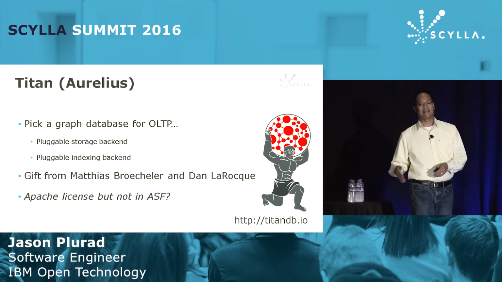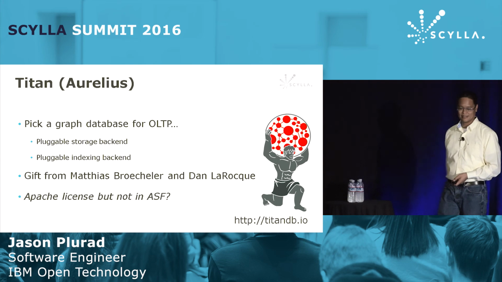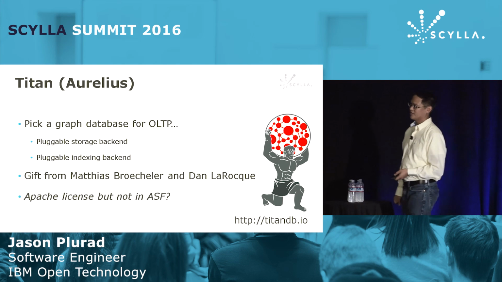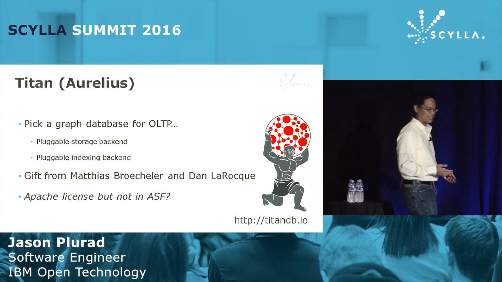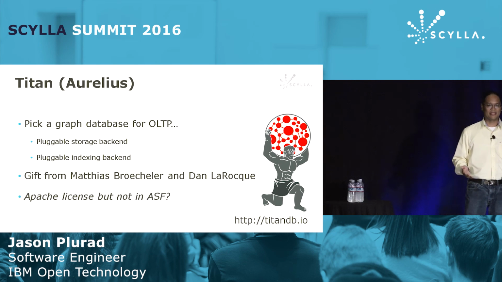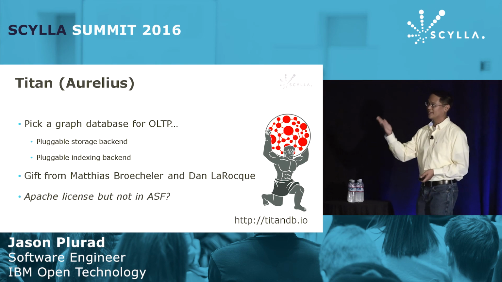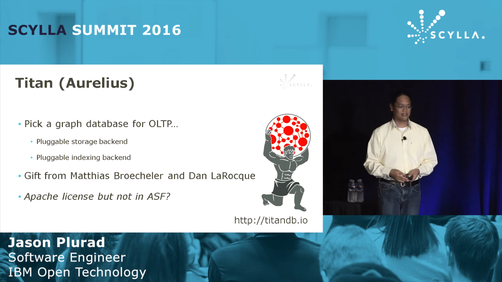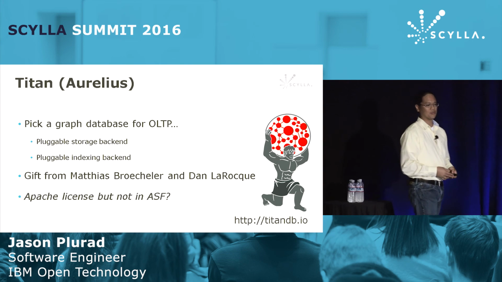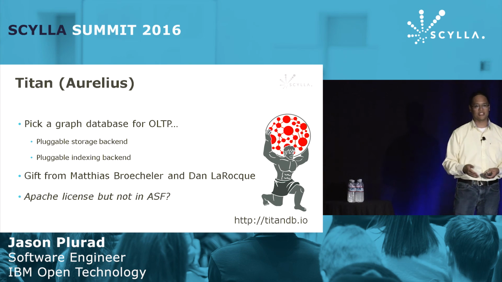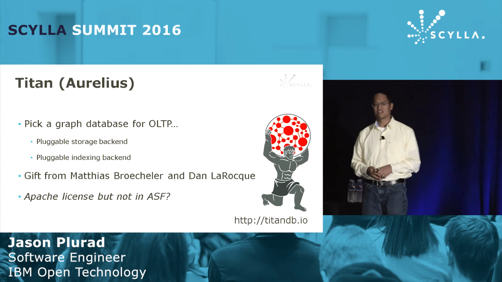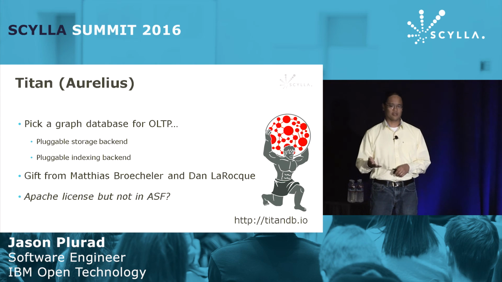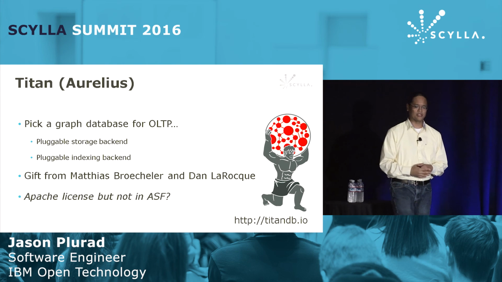So now that we've chosen one for OLAP, we start looking at the OLTP side of the house. As you build your graph application, most people that I've seen in the TinkerPop community come looking at Titan. Titan is really flexible. It comes with a pluggable backend for storage and a pluggable backend for indexing. And this gives you a lot of flexibility in terms of deciding what you're comfortable with and what you want to do.